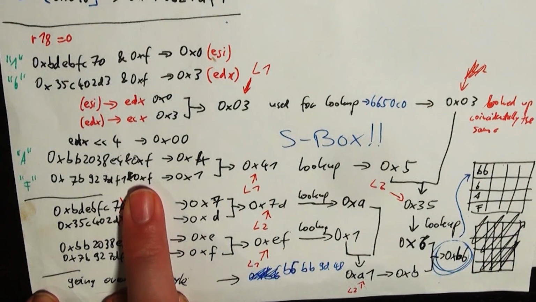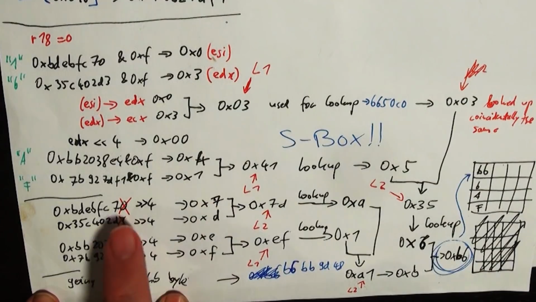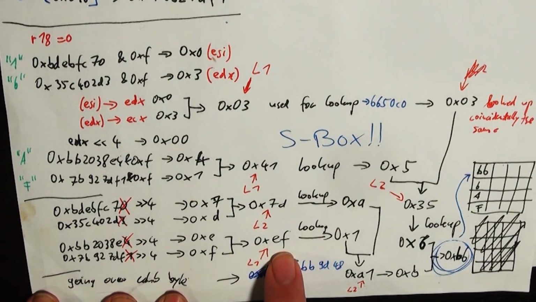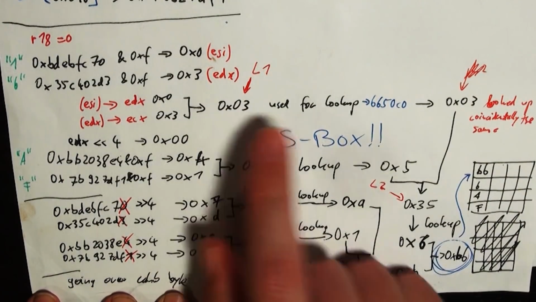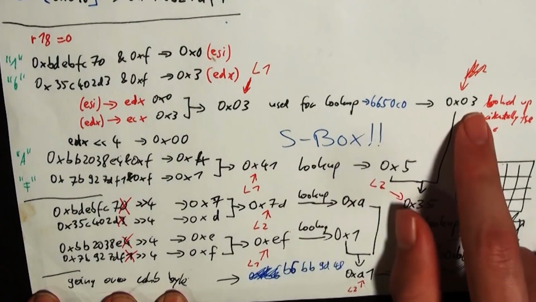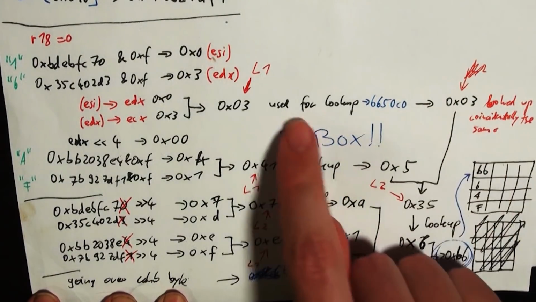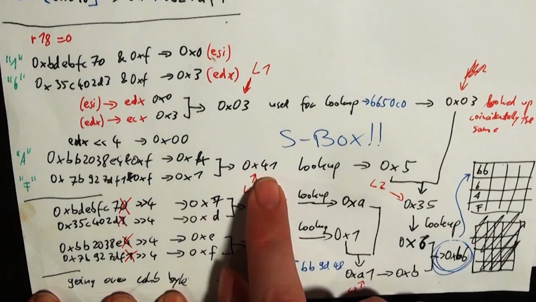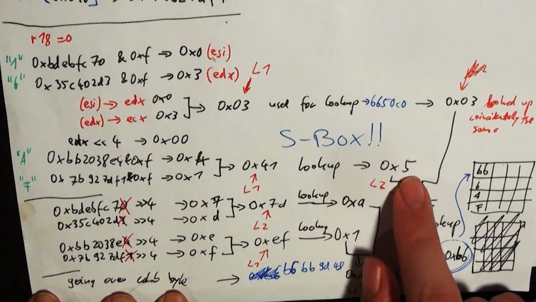Now the 7 is the last value here, and so you get 7 and the D and combine it. Then you get the E and the F and combine it, right? So you get these intermediate bytes. Then you use these for another lookup at this table with this address here, and you get another value. So 03 produced, coincidentally also 03, or maybe not coincidentally, I don't know. And then the 41 produced 5.